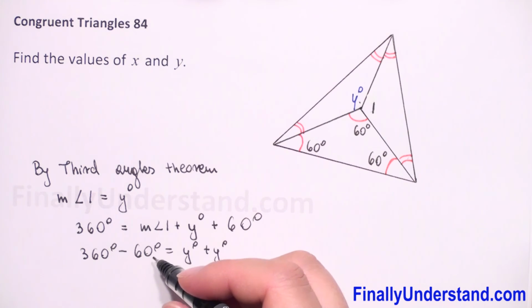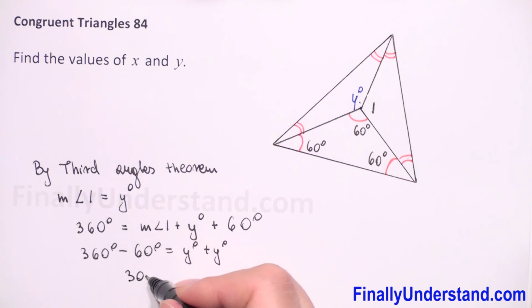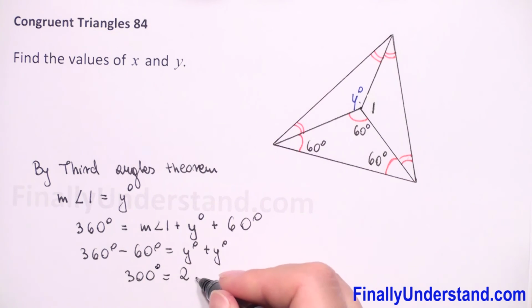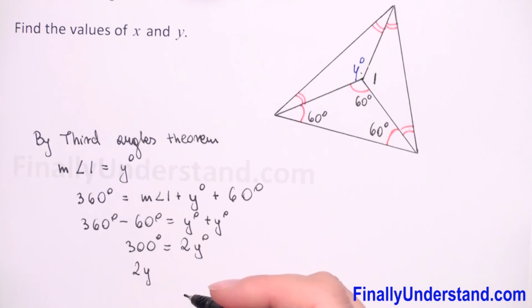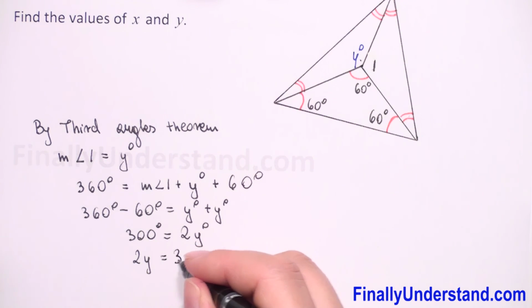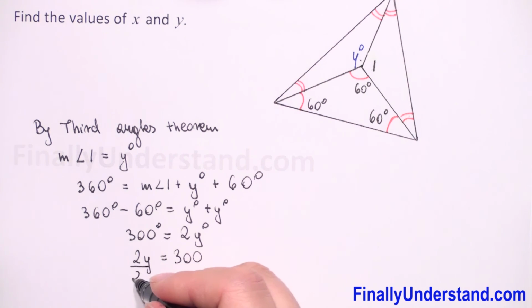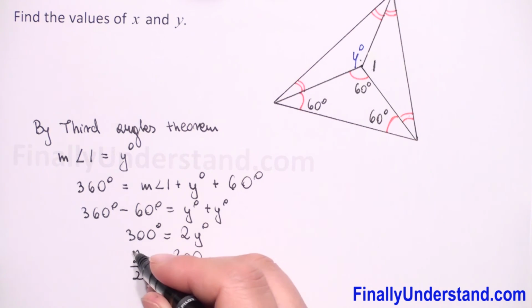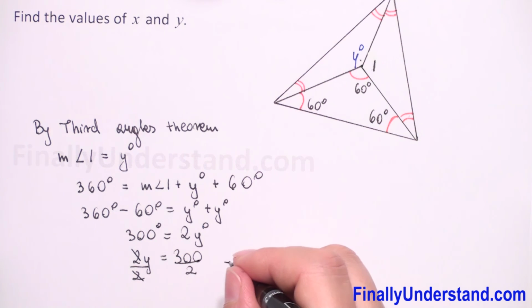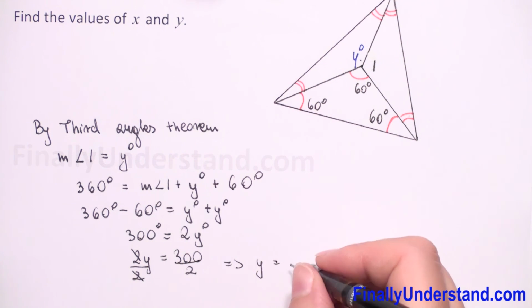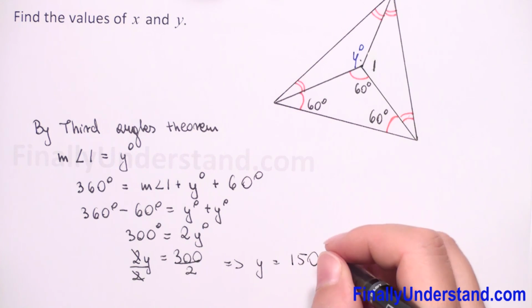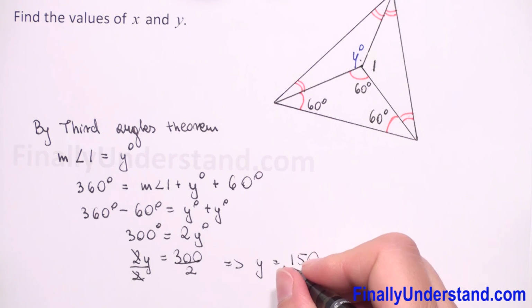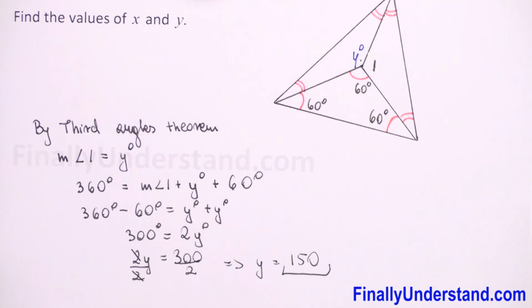So we have 360 minus 60 is 300 is equal to 2y degrees. Let's forget about degrees. So we have, and we'll change the sides, 2y is equal to 300. Now we will divide both sides by 2. So we have that y is equal to 150. We found y. This is my solution.